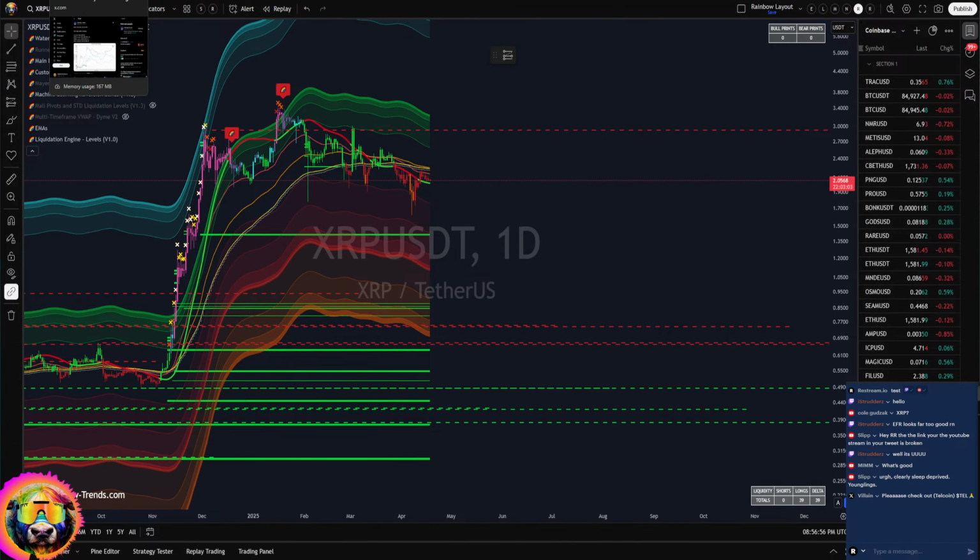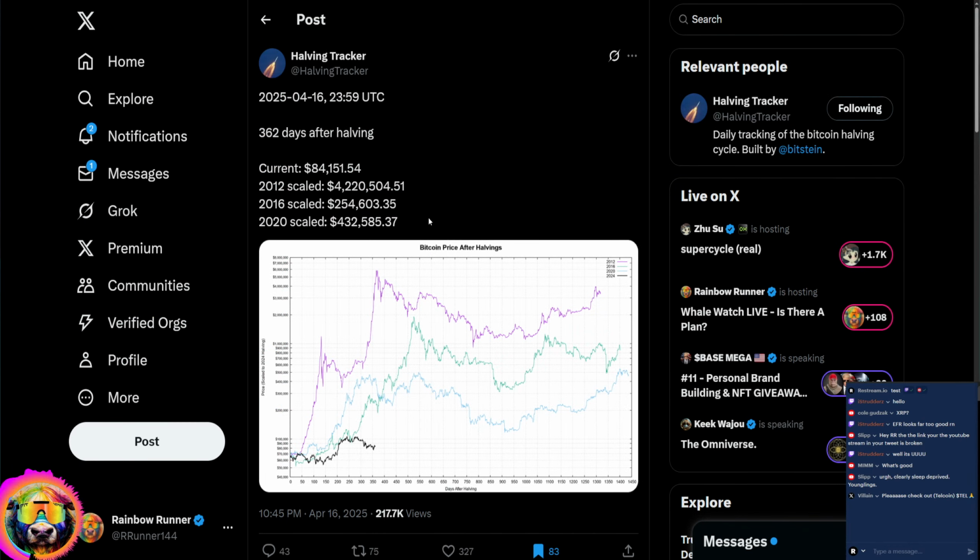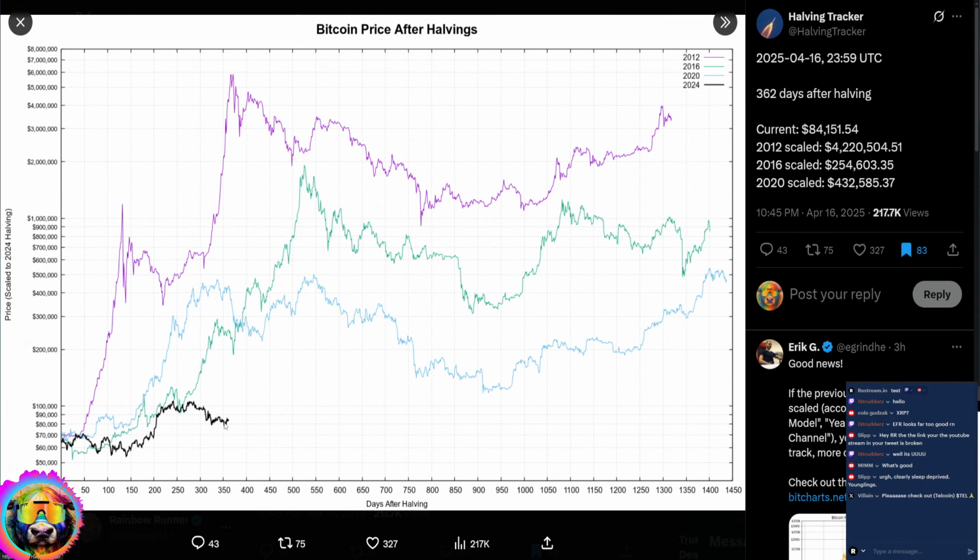Anyway, moving on back to OGBTC. If you take a look at the halving tracker, this is where we're at. If 2012 was scaled, Bitcoin would already be 4.2 billion. If 2016 was scaled, it'd be 250,000. And 2020 would be 432 right here, which is just pitiful.